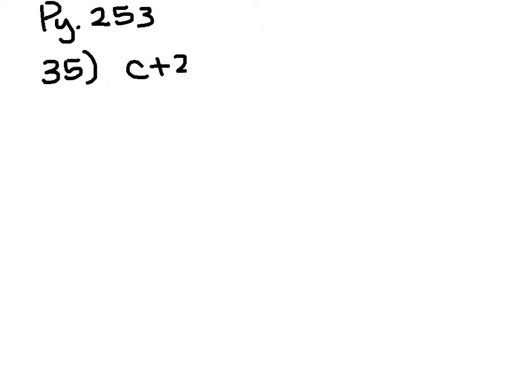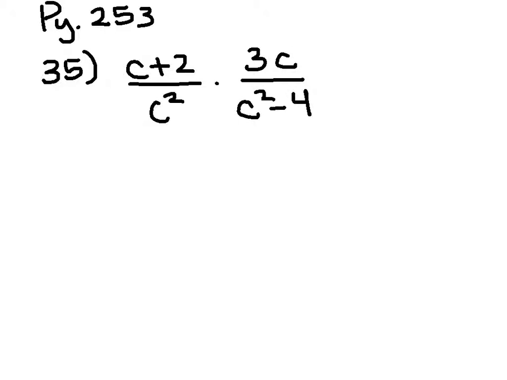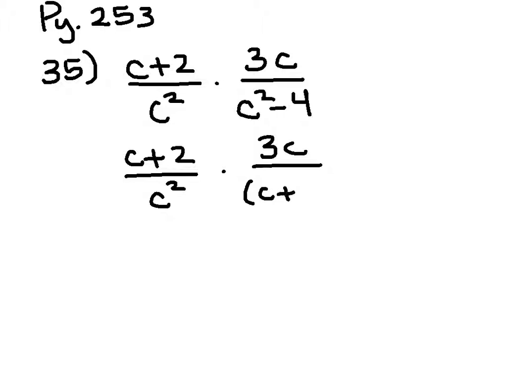So I'm given an algebraic fraction, c plus 2 divided by c squared times 3c all over c squared minus 4. Now this is a multiplication problem, and so the first thing I want to do is factor if possible. Because if I can factor, once I'm done factoring, then I will reduce. Well, c plus 2 cannot be factored. c squared is a monomial, so it cannot be factored. 3c is a monomial, but c squared minus 4, I recognize that to be a difference of two squares. It would be c plus 2 times c minus 2.